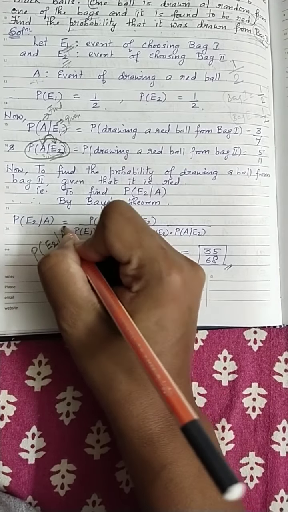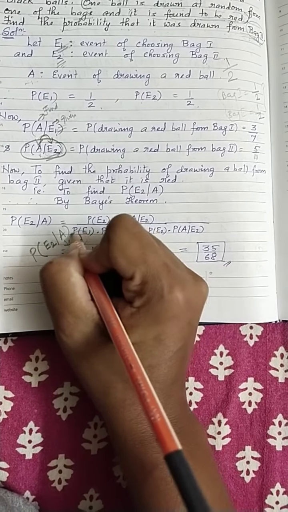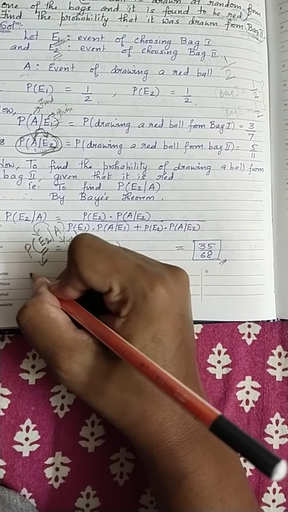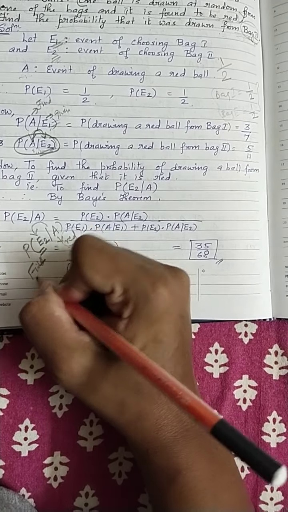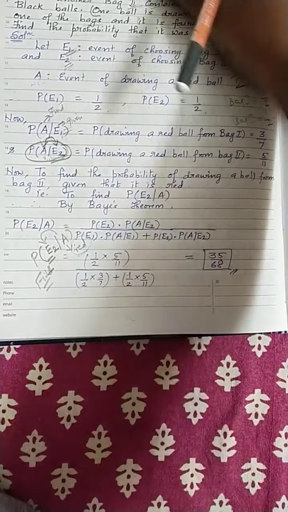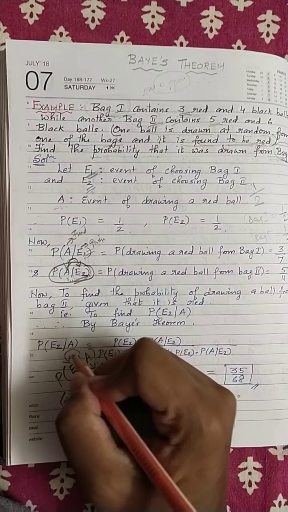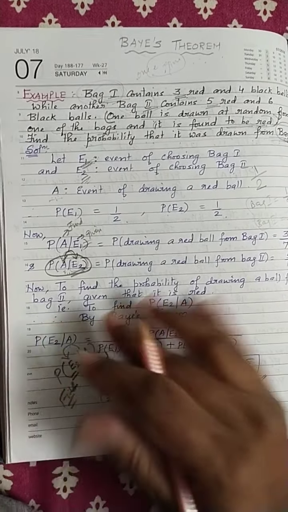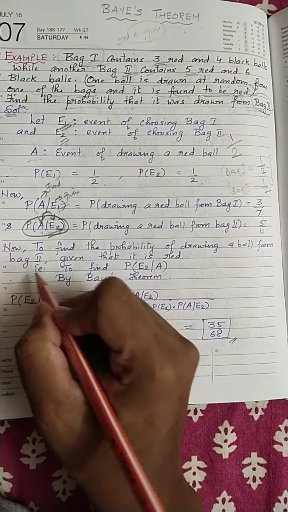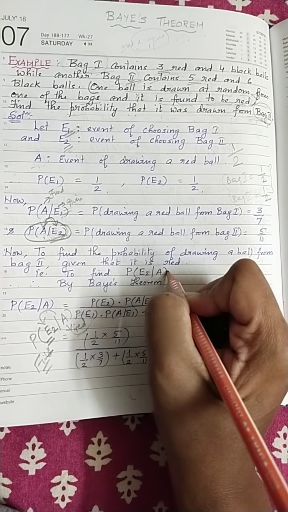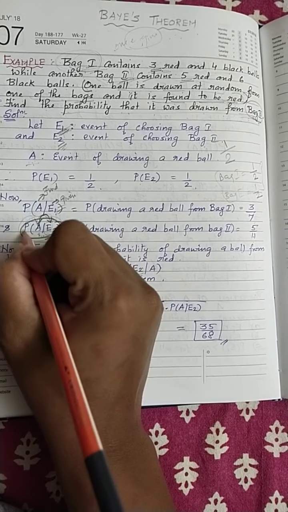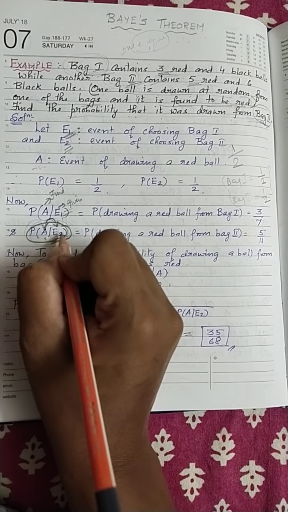That is, it is given that it is a red ball. It is found that it is a red ball. You have to find that it is drawn from the second bag. And it is given that it is a red ball. So here we come to the Bayes theorem. Now to find the probability of drawing a ball from bag 2 given that it is a red ball, that is to find this one. It's the reverse of the conditional probability of the second bag which we have found.